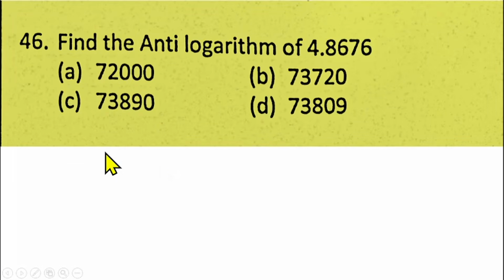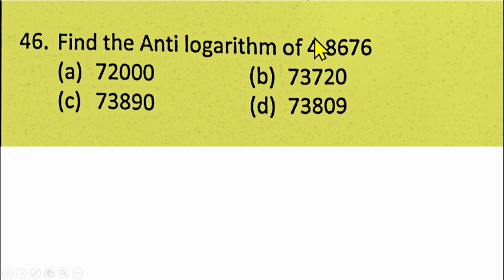Question number 46 is from logarithm as well. You have to find the antilog of 4.8676. So take your logarithm table, then open to antilog. You need to first of all write 0 point. Then after that you check 86 under 7 difference 6. Whatever you get, you write it. So you'll be having 0 point something.